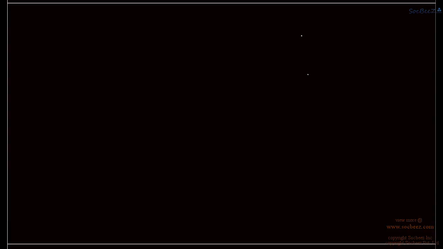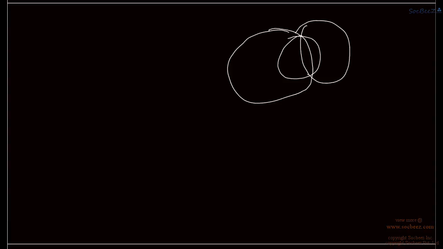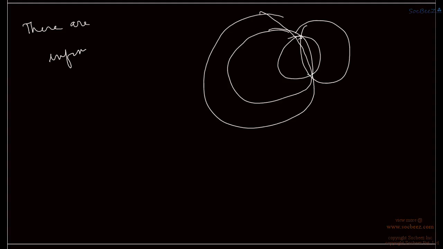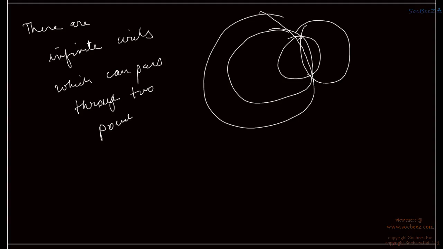We can have an infinite number of circles passing through the point of intersection, two points. Say these are the two points. We can have this circle, this circle, this circle. Infinite number of circles, that means infinite number of circles can pass through two points.